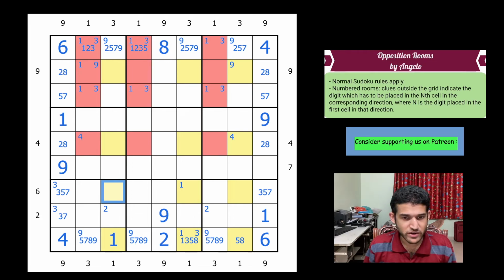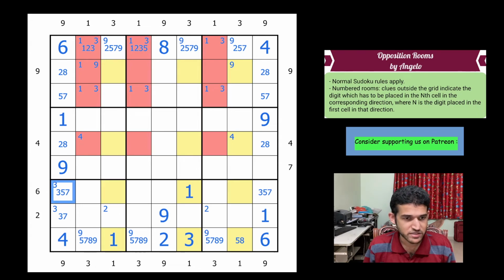And now where does the 3 go in row 9? There is exactly 1 cell left. So that's a 3, which means that will be a 1. And we know that 2 of the 3's in the yellow cells must be in row 7 and row 9 as we saw earlier. So this would have to be a 3 because this cannot be a 3.